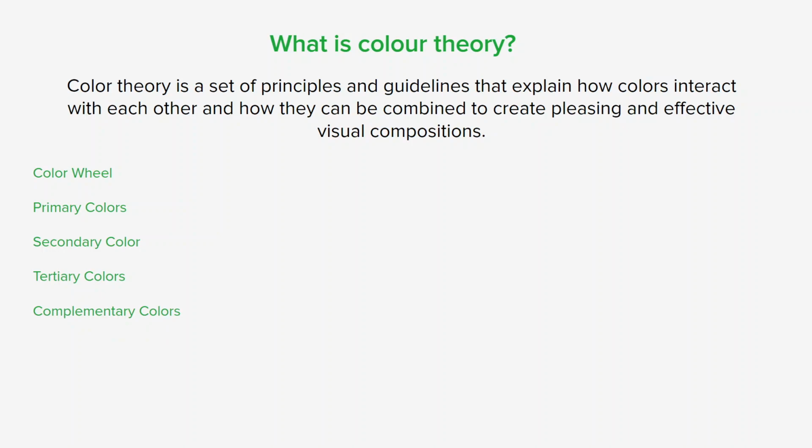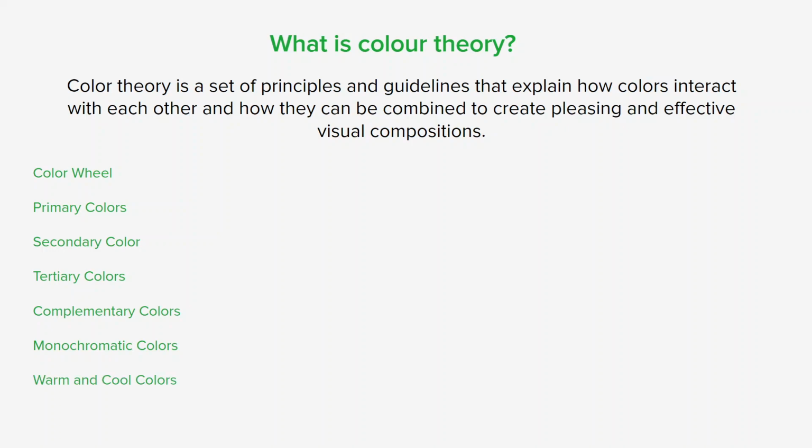Complementary colors are colors that are directly opposite each other on the color wheel. So when placed together, they create a high contrast and vibrant effect. Monochromatic colors use variations in lightness and saturation of a single color, and it creates a harmonious and unified look. Then you have warm and cool colors.